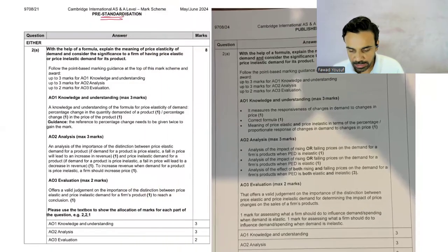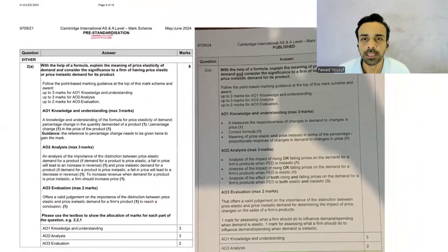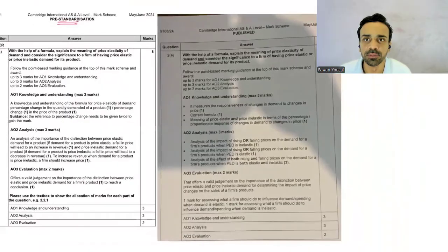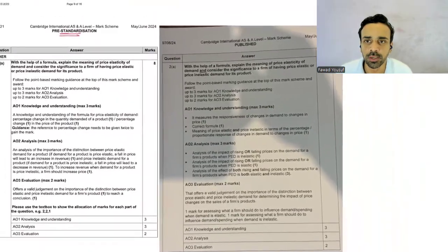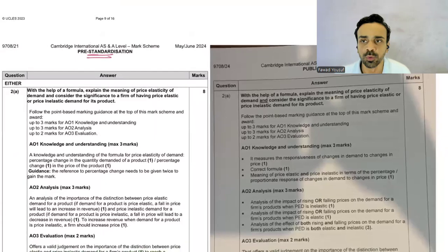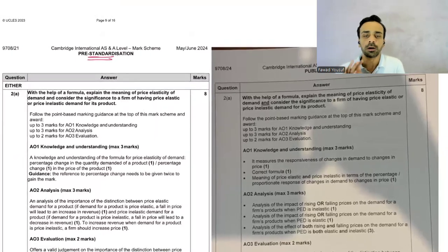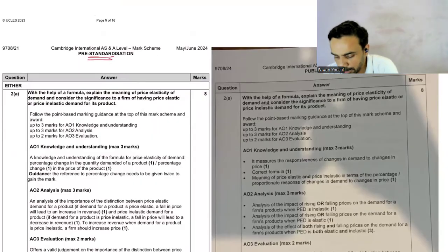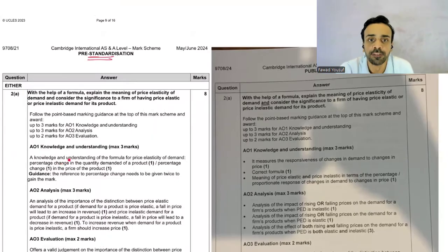Okay, let's take a look at it. These are the two marking schemes. The right one is the published one, which is the more formal one, and the left one is when the question was made, the marking scheme the first head examiner made. So you can clearly see the difference.